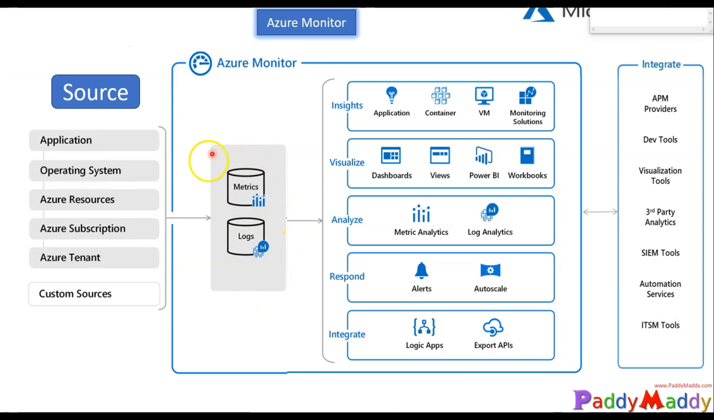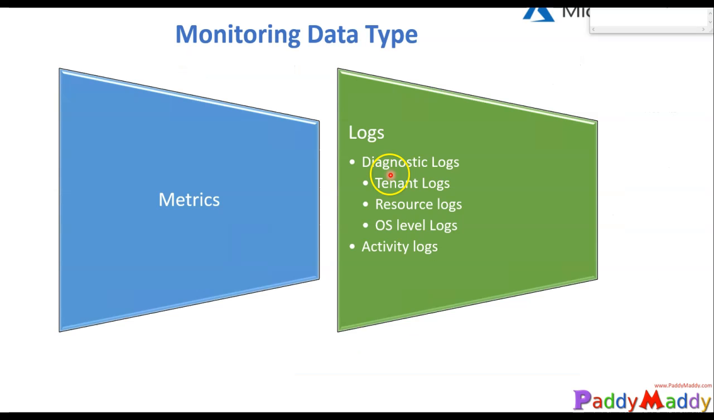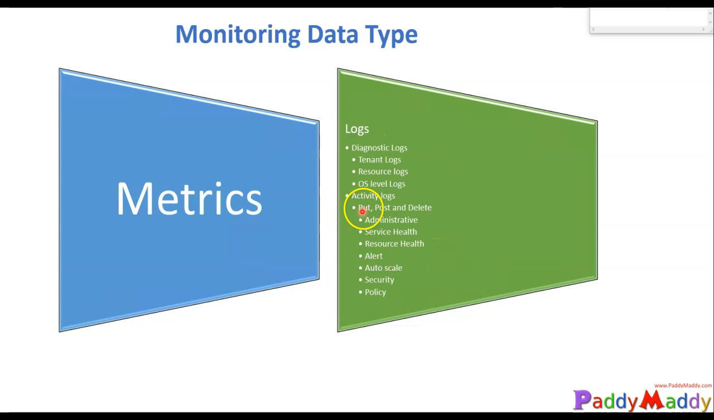So far we focused on metrics and a little on the logs, and within the logs we also found diagnostic specific logs. Now it's time to learn and understand about the activity logs. So activity logs are of different types. If you see here, these are the activity logs. You can do some kind of operations on activities, let's say user specific or policy specific or maybe resource specific.